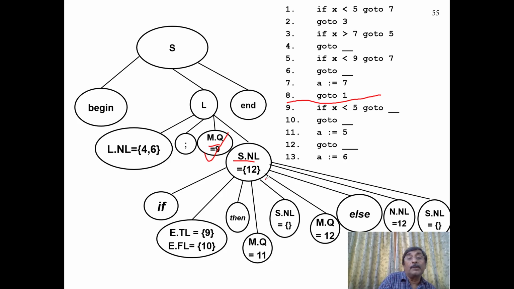Now we know that if we generate this particular parse tree, then I generate 5 lines. Again, this I know because I already have done this. S produces if E then M S, M else N S. We have done that. So the only thing that will change is E dot TL will not be 1 and 2, it will be 9 and 10. S dot NL will be null. M dot NL will not be 4, but it will be 12. M dot Q will be 12, and this M dot Q, that is before this statement, will be 11.